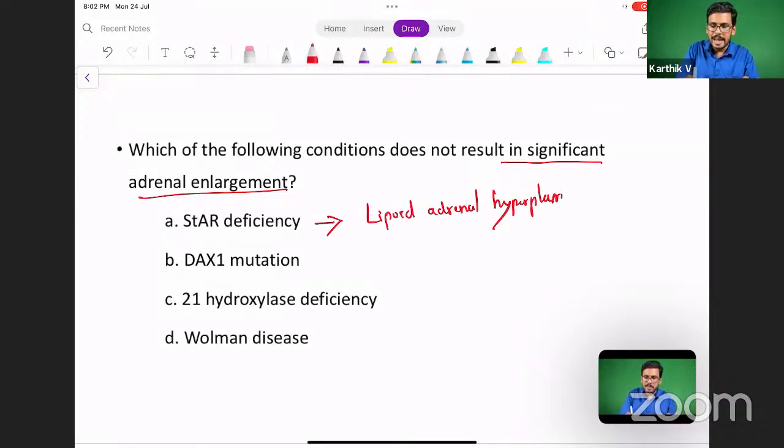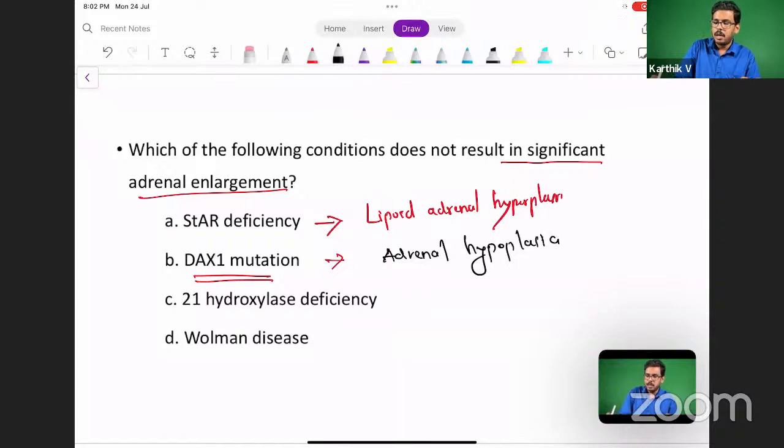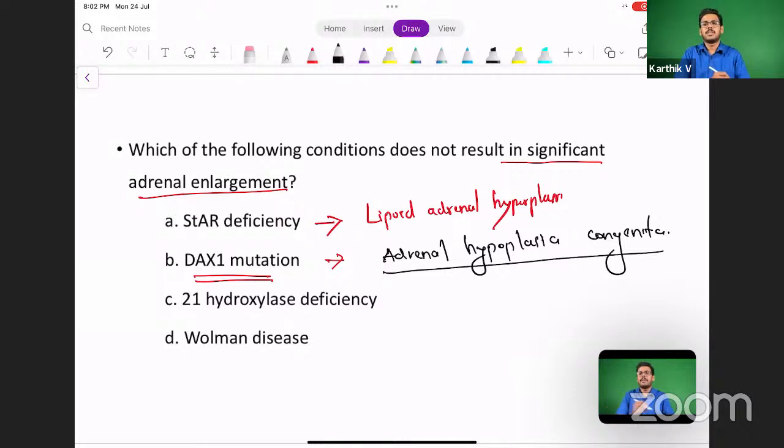Now, what does DAX1 mutation produce? We have learned in our module, it produces adrenal hypoplasia congenita. DAX1 is one of the transcription factors required for proper adrenal gland development. So its inactivating mutation will result in hypoplastic adrenals. So it doesn't result in adrenal enlargement.